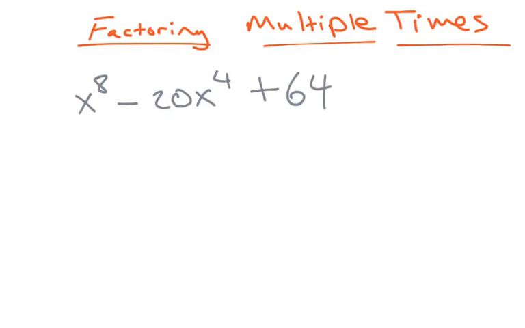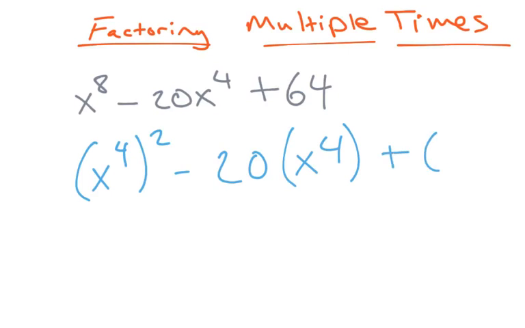Okay, let's look at this somewhat more complicated situation of factoring. Initially this starts off the same way as the previous ones. We're going to do u sub. Let me rewrite it this way. You want to realize that this is the same thing as x to the fourth squared minus 20 x to the fourth plus 64.